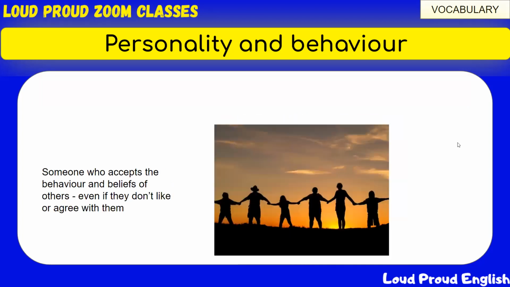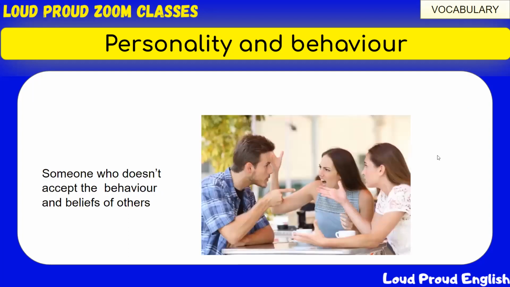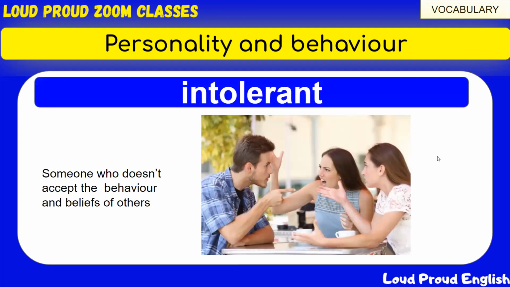How about someone who accepts other people, accepts their behavior, even if it's different? So these people are tolerant. So they don't mind if someone's doing something that they actually disagree with because they can accept it. So we say tolerant. But people who are intolerant are people that will not accept how other people are behaving if it's against what they believe. So we say they are intolerant. We have tolerant and intolerant.